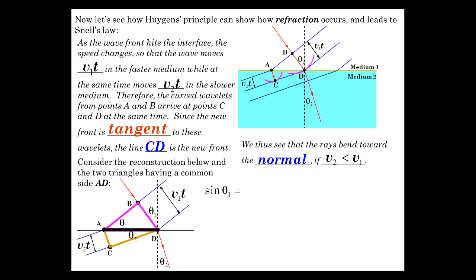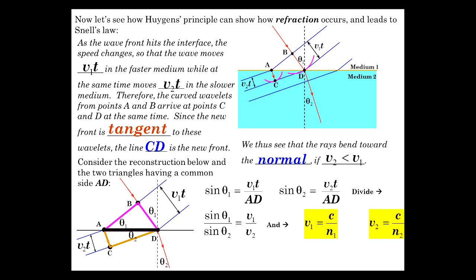Isn't that special? So sine of theta 1, sine of this angle, is opposite, which is this distance, over hypotenuse: v1t over AD. And sine of theta 2 is v2t, the opposite side, over the hypotenuse AD. So there you go, they both have the AD in them. If we divide sine of theta 1 over sine of theta 2, the ADs go away, the t's go away, and we're left with v1 over v2.